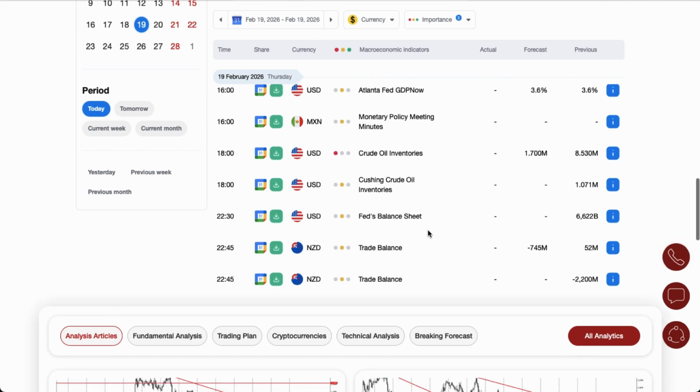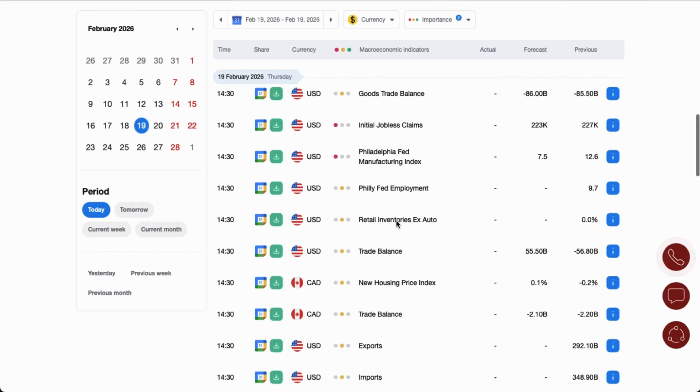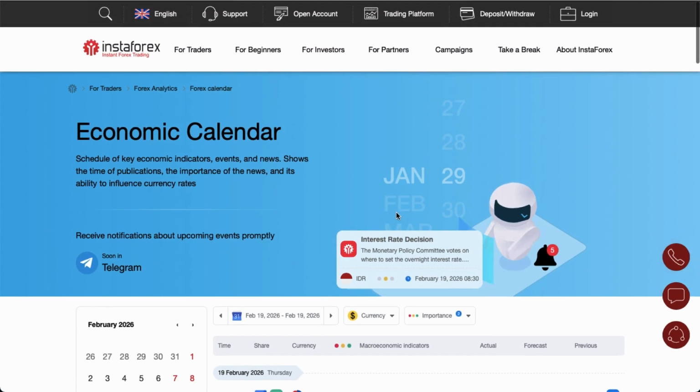The Fed's balance sheet is scheduled for release at 10:30. 15 minutes later, we got trade balance data from the US. So that's about it. Very busy US session. So without any further ado, let's switch to the charts and we start with Euro Dollar.